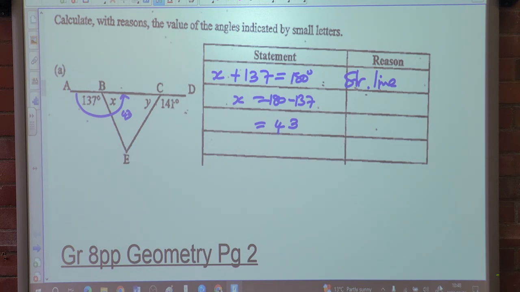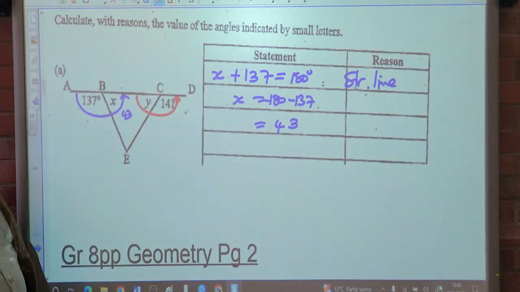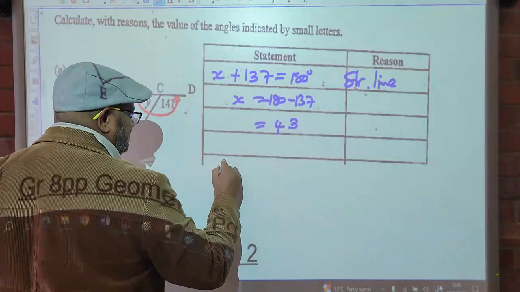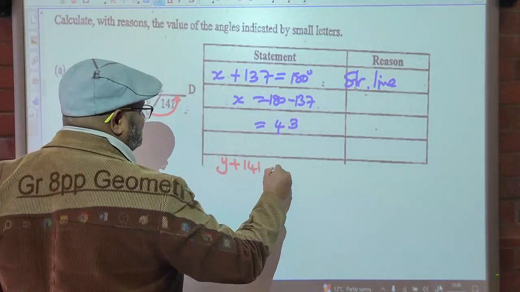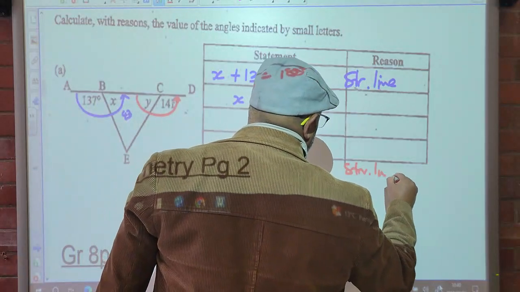Alright, let's go to the next one. The next one is to calculate y. That's angles on a straight line. Skip a line now, no? This is y plus 141 is equal to 180. Reason? Angles on a straight line.